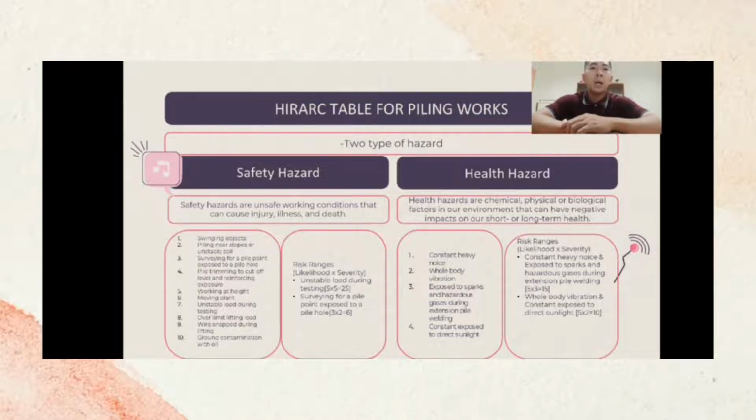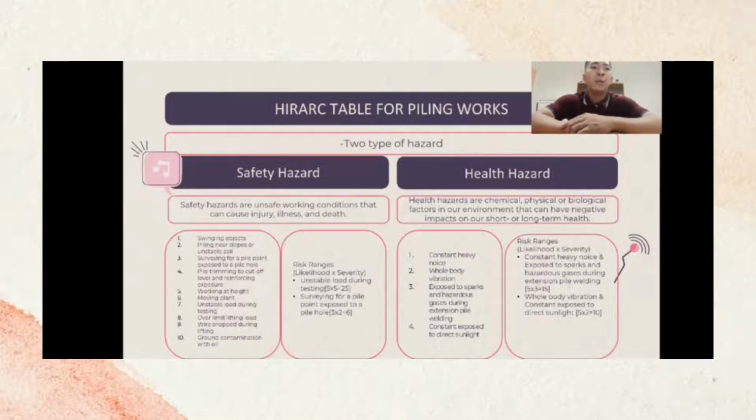So the highest risk range in the safety hazard is the unstable load during testing, which is 25, and the lowest risk for the safety hazard is the swing of a pile point exposed to a pile hole. And then for the health hazard, the high risk range has 2, which are constant heavy noise and exposure to spark and hazardous gases during extension pipe welding.